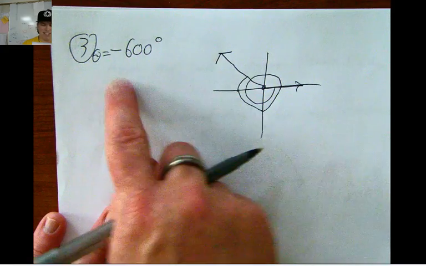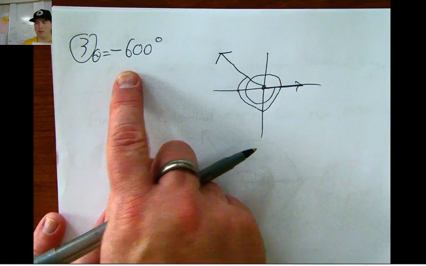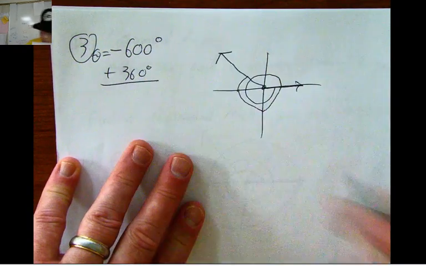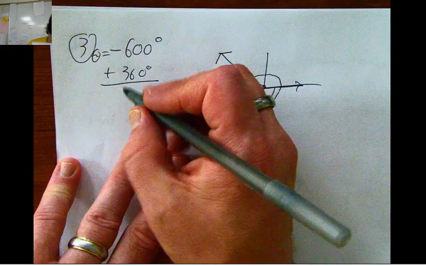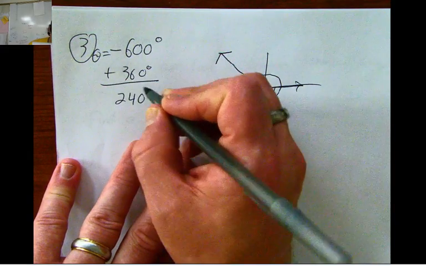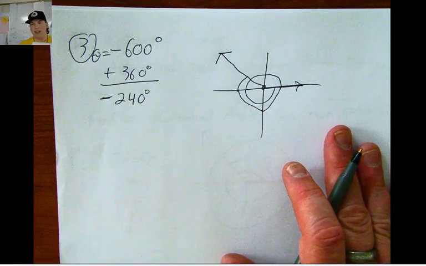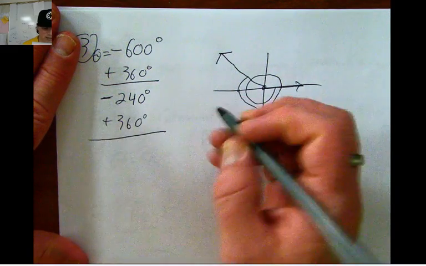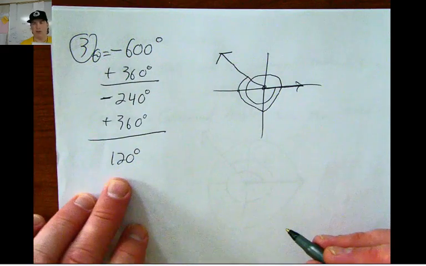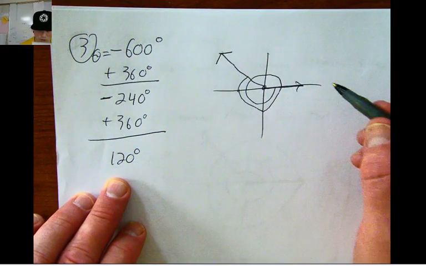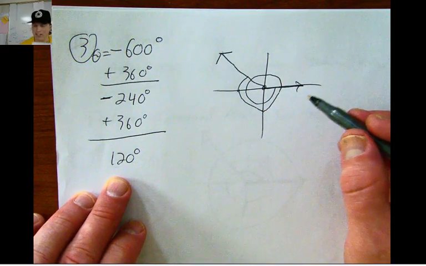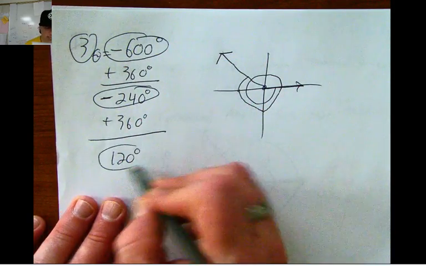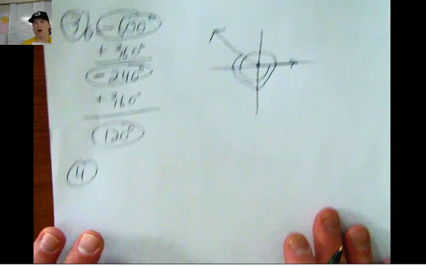Because it's negative, to unravel that and get an answer in between 0 and 360, you're going to have to add 360 degrees. Negative 600 plus 360 is negative 240 degrees. That's still not within our acceptable answer range. So I add 360 degrees again, and I get 120 degrees, which is pointing in the second quadrant. So the answer makes sense. At the end of the day, negative 600 degrees, negative 240 degrees, and positive 120 degrees are all coterminal.